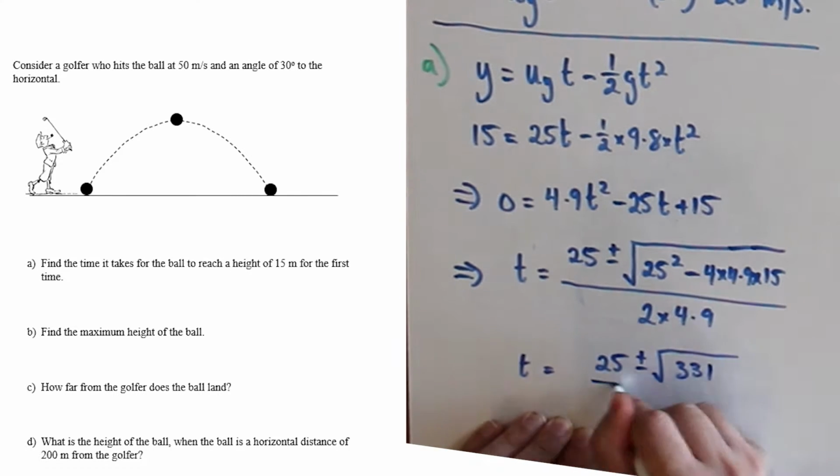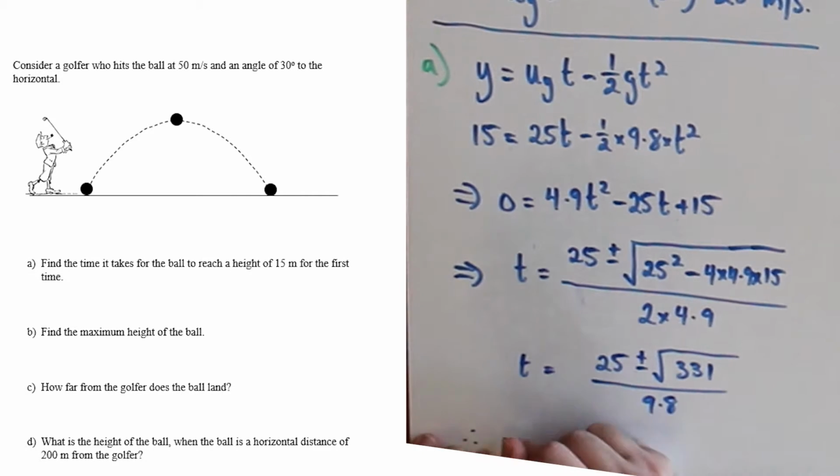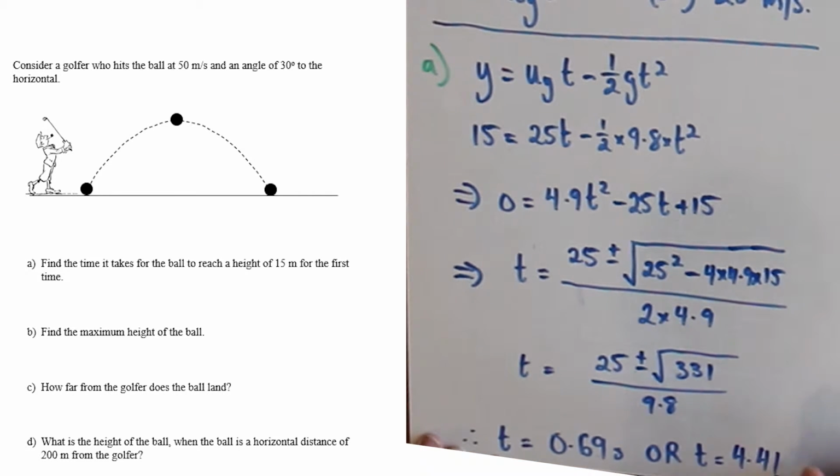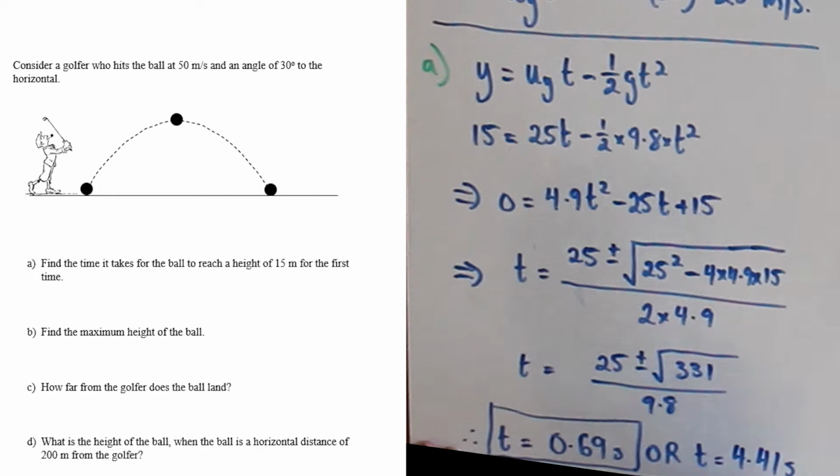So the first answer of 0.69 seconds is when the ball is on the way up. The second answer of 4.41 seconds is when the ball is on the way down.